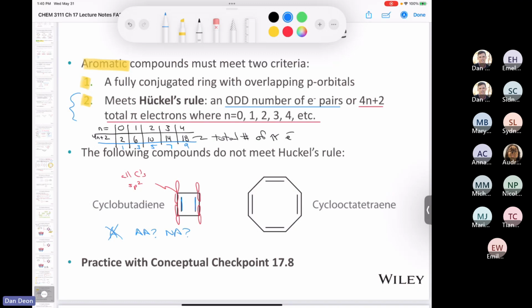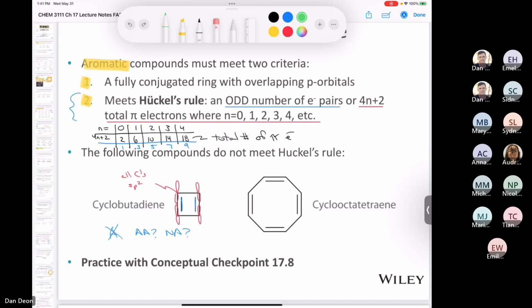Now, I want you to look at cyclooctatetraene. Could anybody tell me quickly why this is not an aromatic compound? Why doesn't it satisfy Huckel's rule? Could anybody just scribble it down or unmute their mic? Can anybody tell me why this is not aromatic? How many total pi electrons do we have in there?